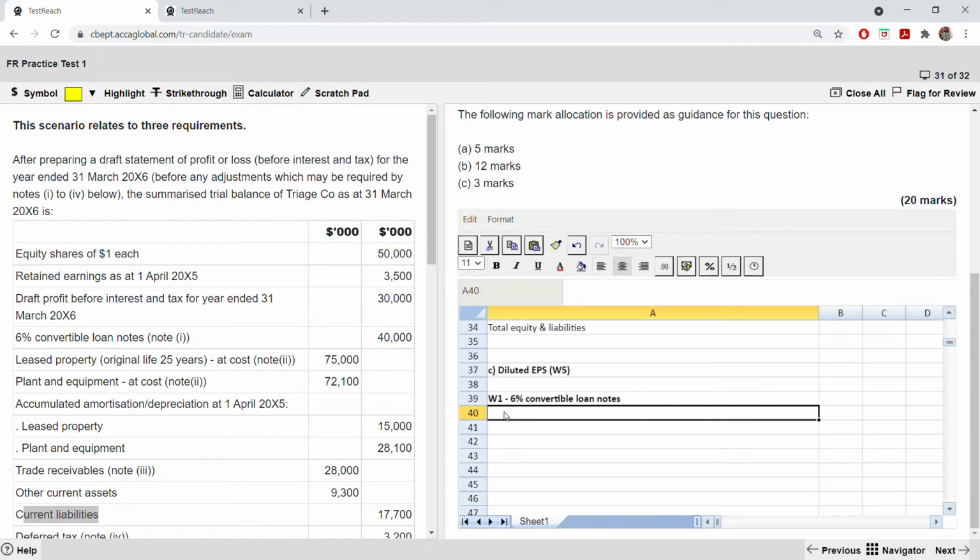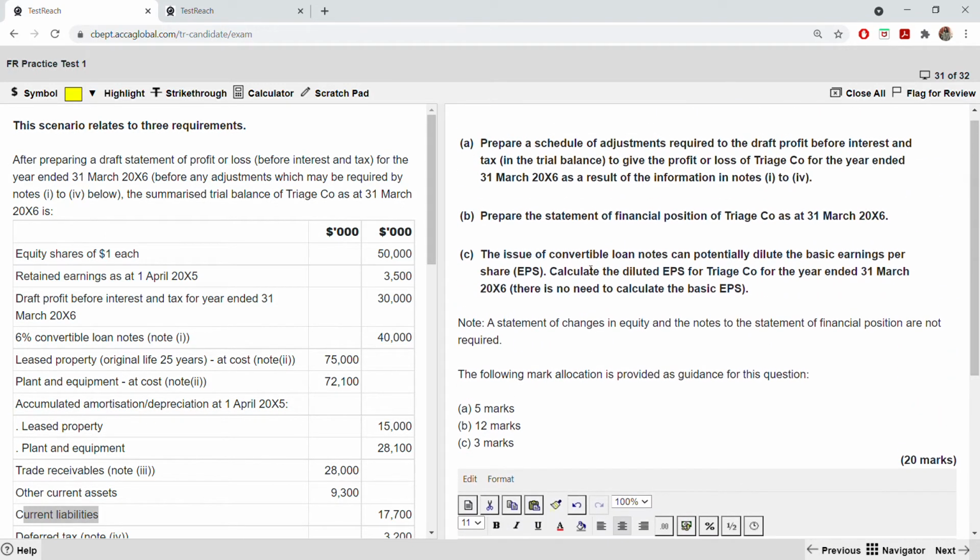So how do you start? If you see a convertible loan note, which type of financial instrument is it? It is a compound financial instrument. Compound financial instrument means it has a debt part and an equity part in it. A note is not required. They have told that there is no need.